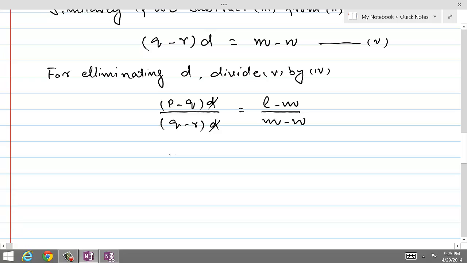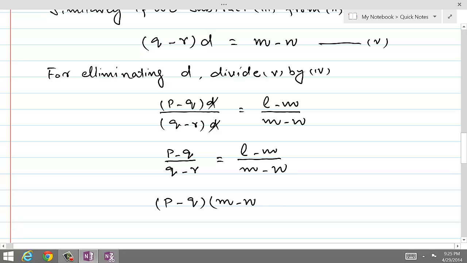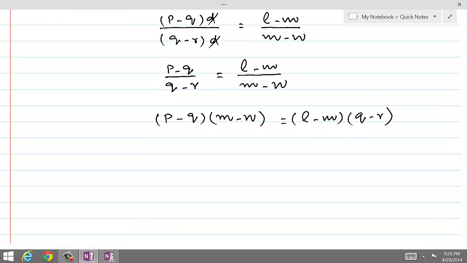What we are left with is (P minus Q) over (Q minus R) is equal to (L minus M) over (M minus N). Now cross multiplication will give us (P minus Q) times (M minus N) is equal to (L minus M) times (Q minus R). Always during this process of simplification, keep an eye on the relation which we want to prove.